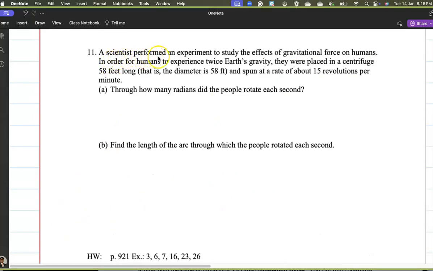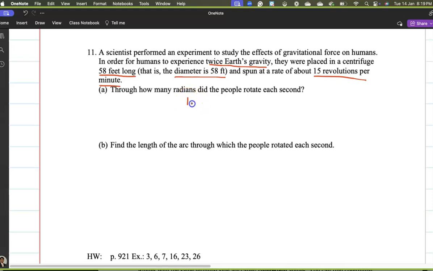A scientist performed an experiment to study the effects of gravitational force on humans. In order for humans to experience twice Earth's gravity, they were placed in a centrifuge 58 feet in diameter and spun at a rate of 15 revolutions per minute. Through how many radians do people rotate each second?